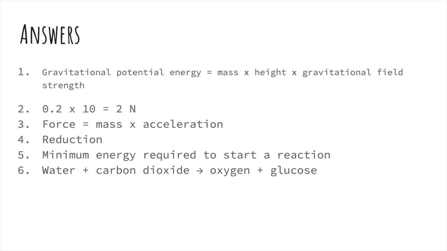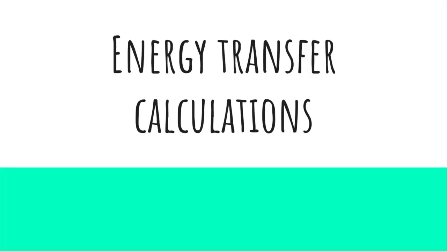It gained electrons, so we call that reduction. Remember, oil rig, oxidation is loss, reduction is gain. Activation energy is the minimum energy required to start a reaction. And then photosynthesis, plants take water, they take carbon dioxide and they make oxygen and glucose. You remember that the opposite of this equation is respiration. So a nice way to remember those two important equations at once.